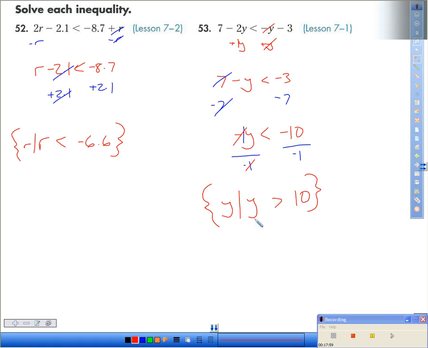So let's pick a number that's greater than 10. Let's use 11 and check our solution. 7 minus 2y is less than negative y minus 3. Let's use 11. So instead of 7 minus 2y, we're going to have 7 minus 2 times 11. And we want to see if that is less than negative y, so negative 11 minus 3. Well, on the left-hand side, 7 minus 2 times 11, we'll write that as 7 minus 22. 7 minus 22 gives us negative 15. On the right-hand side, negative 11 minus 3 is negative 14. Well, is negative 15 less than negative 14? It is, so we know that we probably worked that problem correctly.